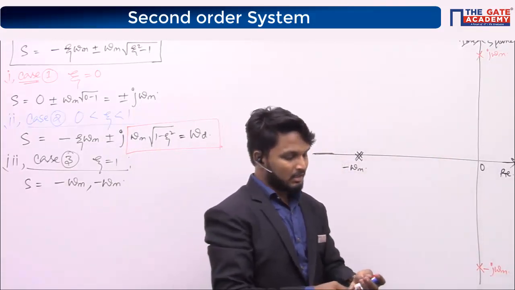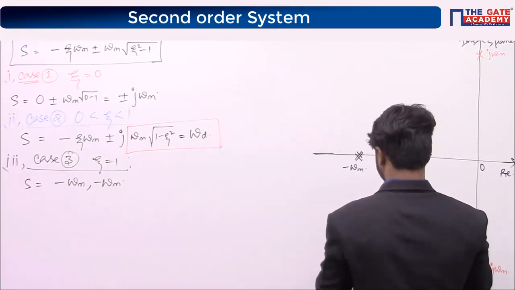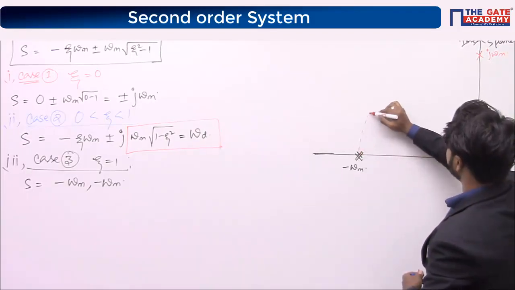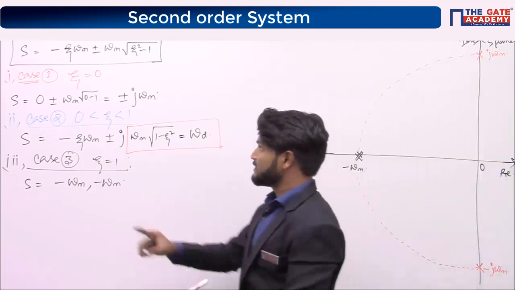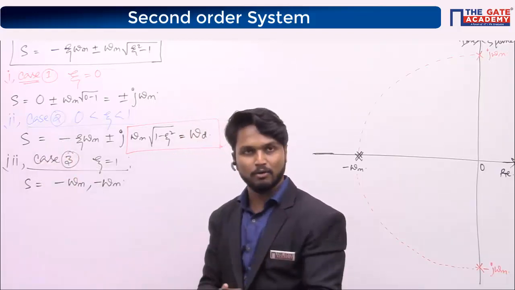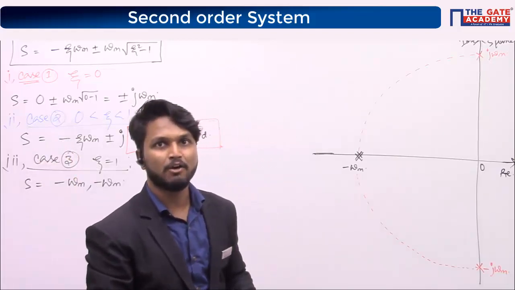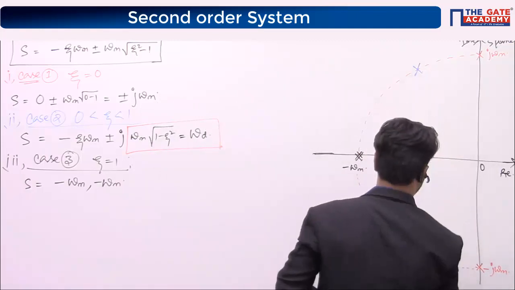We can say these roots can be connected by a semicircle like this. These roots can be connected by a circle whose radius is omega n, right? Whereas the roots which we have seen in the second case will also fall on this semicircle only. You can consider them to be somewhere here, right?